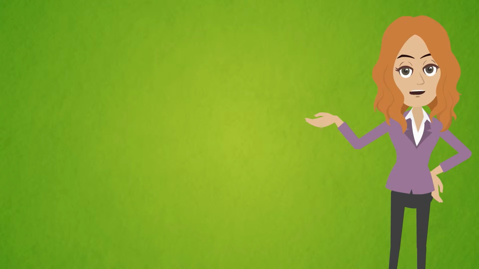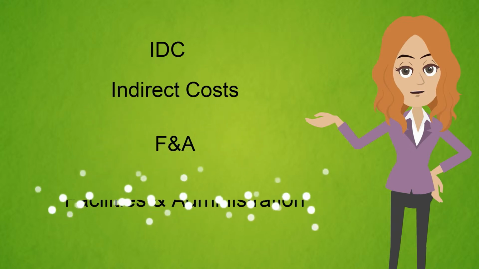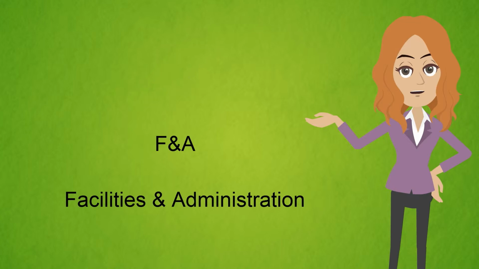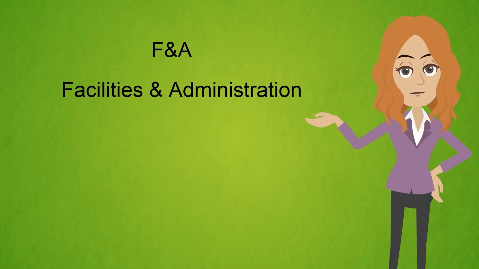You may have heard of IDC, which stands for Indirect Costs. IDC and F&A mean the same thing and are used interchangeably depending on who you are talking to. MSU prefers to use the term F&A.